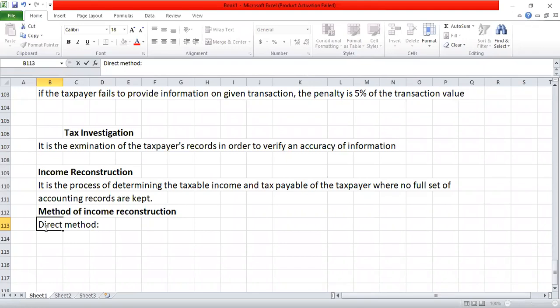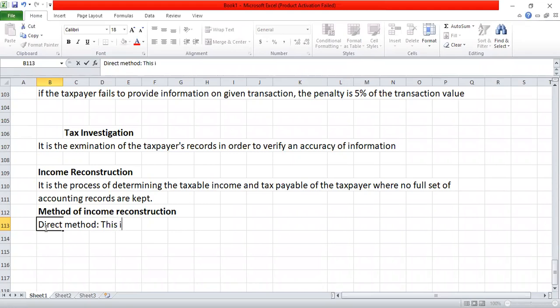The direct method is used more if the income of the taxpayer is very small, or if the transactions of the taxpayer are very small, and the taxpayer also works with the bank. That's when you can use the direct method. What you only look at in this method are the transactions deposited in the bank. Any deposit in the bank represents an income. So you only check what the taxpayer deposited in the bank, and then you establish an income for that particular taxpayer.